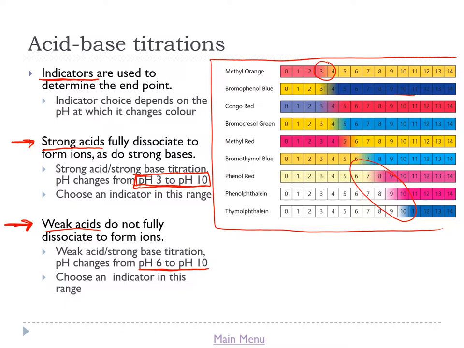So in order to choose your indicator, you just need to ask yourself, what's my combination of acid and base? If it is a strong acid and strong base, we're looking for indicators changing in the range pH 3 to 10. If it's a weak acid and strong base, we're looking for the range pH 6 to pH 10. We will learn a lot more about the difference between strong and weak acids and indicators when we come onto the year 13 part of the course.